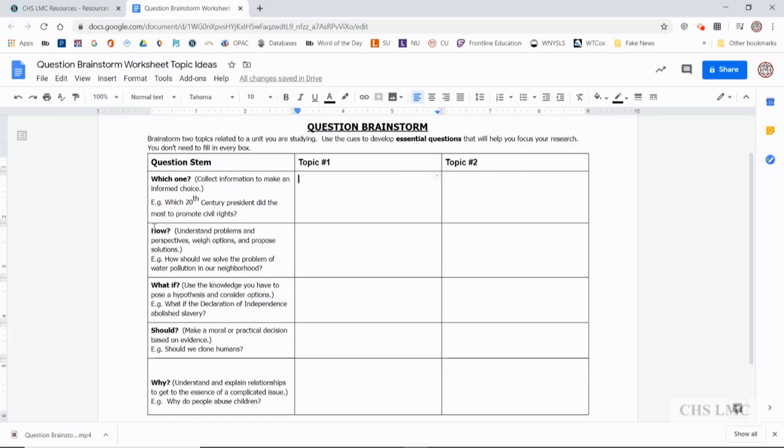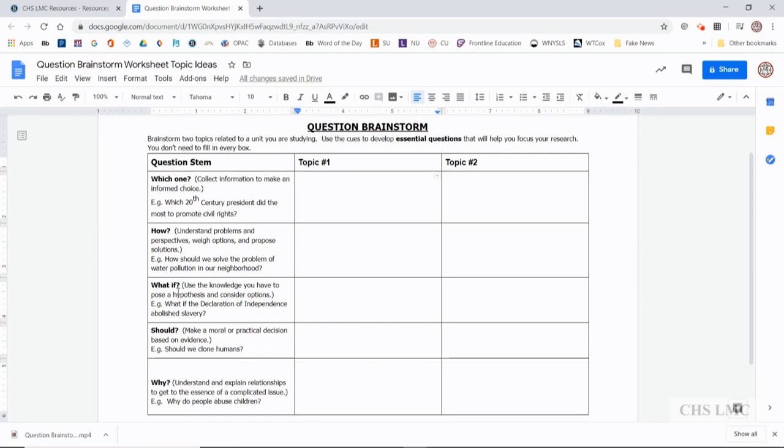So we start with which one. The example here is, collect information to make an informed choice: which 20th century president did the most to promote civil rights? How? Understand problems and perspectives, weigh options, propose solutions. So how would we solve the problem of water pollution in our neighborhood?